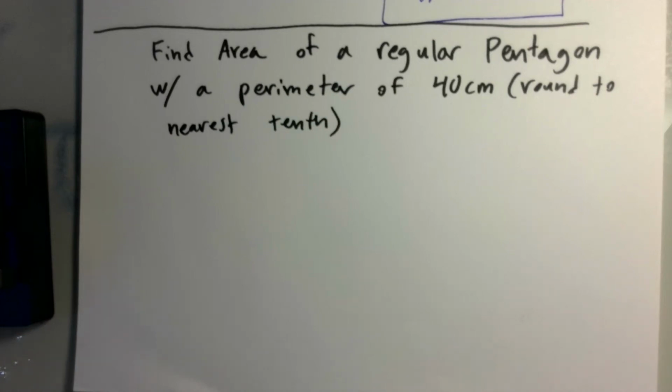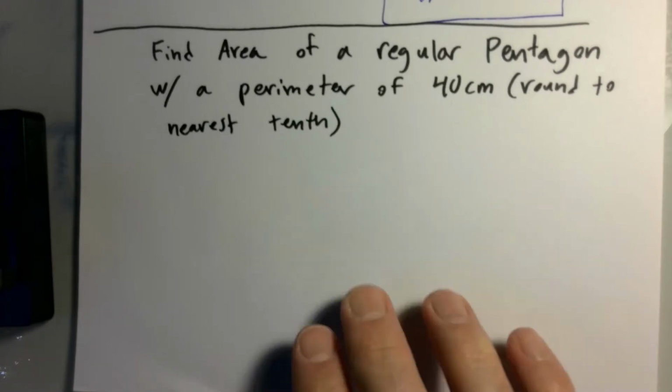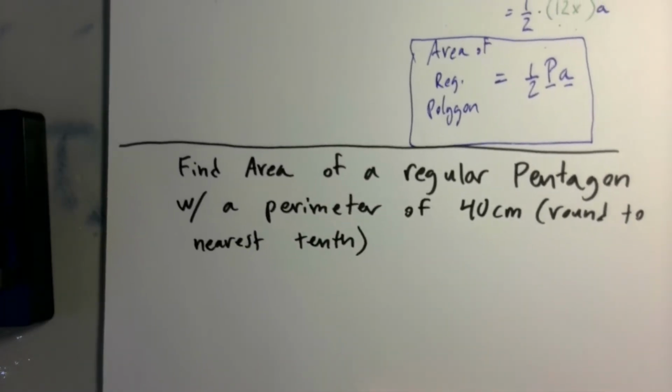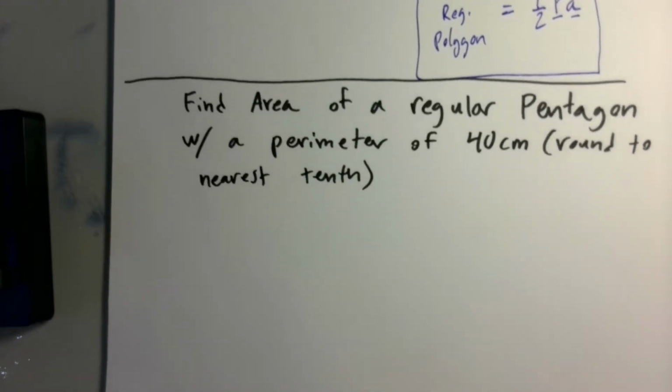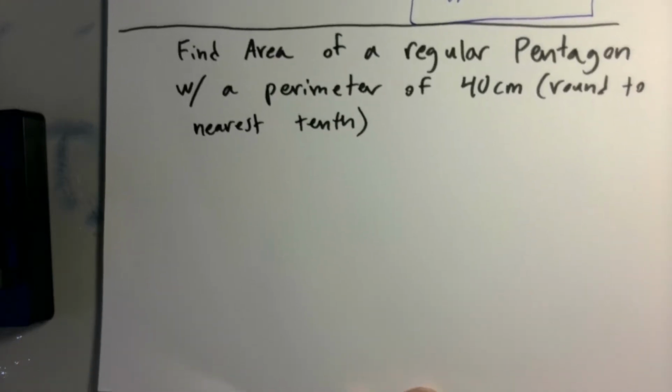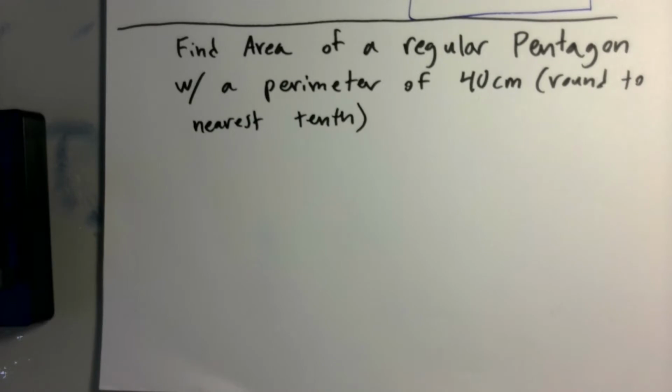Okay, in that last video we figured out how we come up with our formula for the area of a regular polygon. Just to recall, it is 1/2 perimeter times the apothem. We're going to work out a couple of examples here together, and then I'll have one more video with a few more examples and also talk about composite figures.